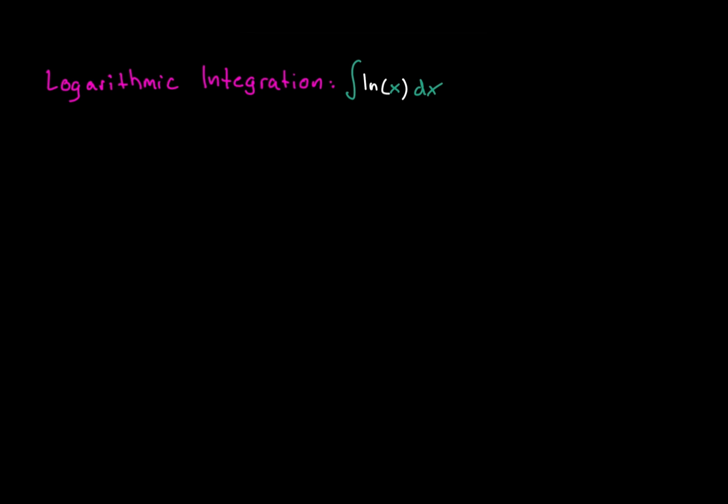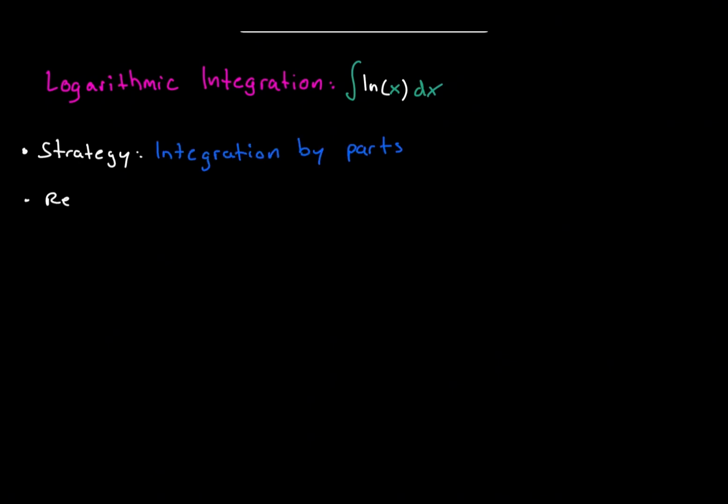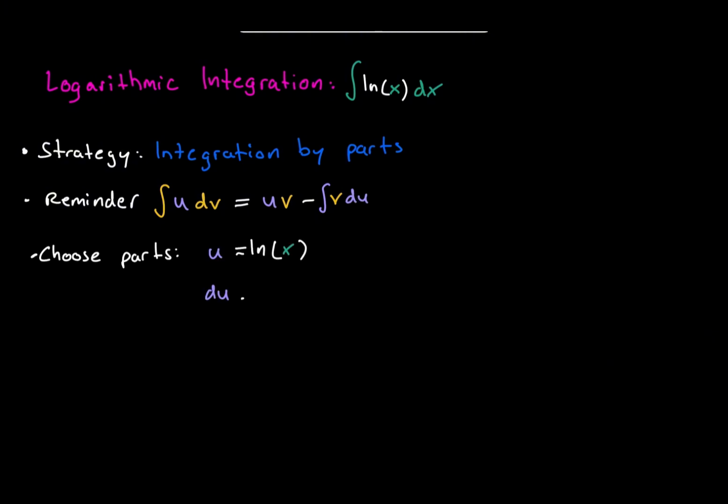At first glance, this looks simple, but we cannot integrate it directly. So we use integration by parts. Quick reminder, integration by parts says u times v minus the integral of v du.